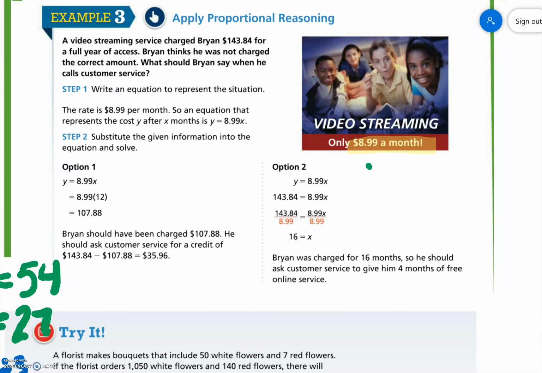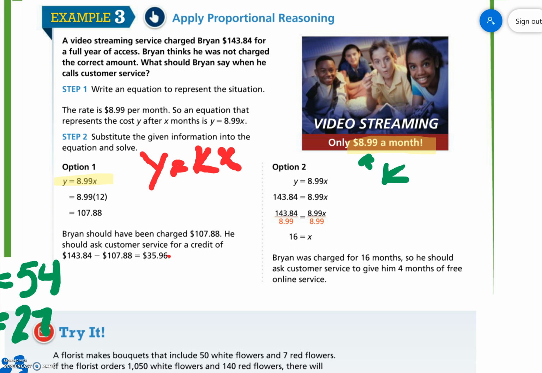Well, $8.99, that's our constant of proportionality. That's our k value. So that's how they made this equation. Remember, y equals kx. And x stands for the number of months, so they put 12 in. Did $8.99 times 12. So Brian should have been charged $107.88. He should ask customer service for a credit, meaning they need to give him back money because he overpaid.